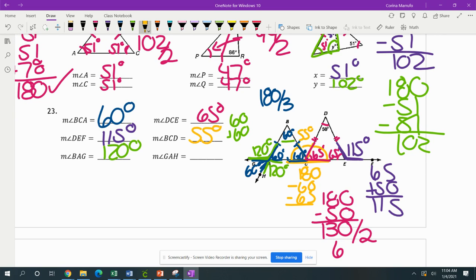And then we have G, A, H. G, A, H is this one. This one is 60 degrees.